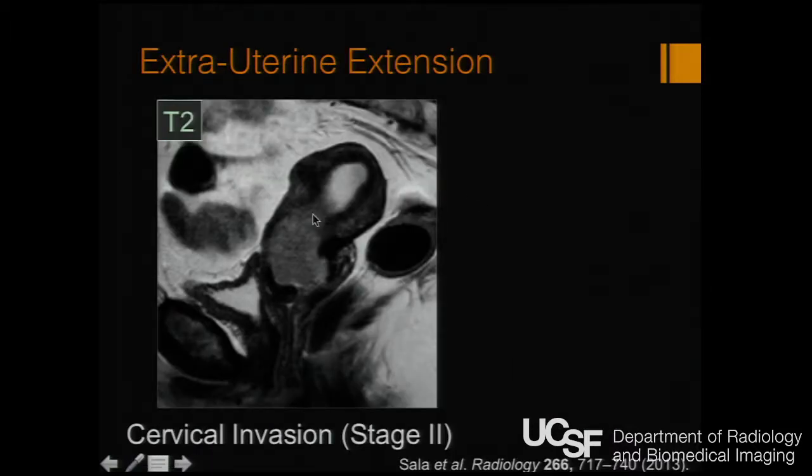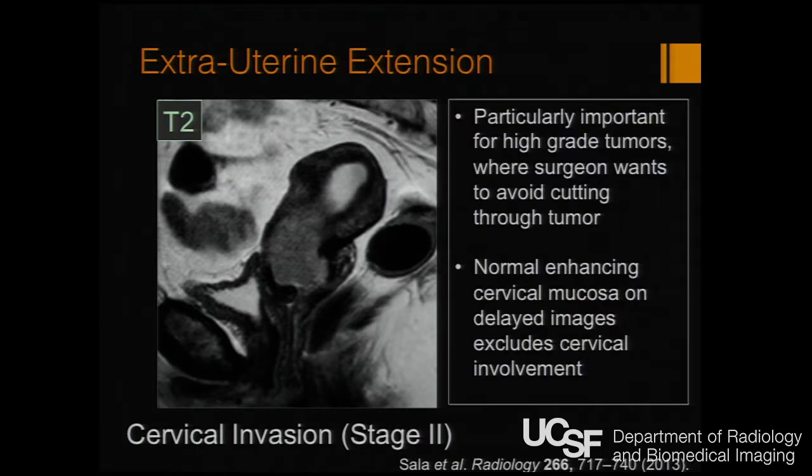Extrauterine extension, of course, extension down into the cervix. This means it's stage 2, but more important is to know why it's important. So if the tumor invades into the cervix, when the surgeon does their surgery and they go through the cervix, they want to make sure they're not going to cut through tumor. So knowing that there's definite involvement into the cervix can change the surgeon's surgical approach, and this is something that's important to discuss.